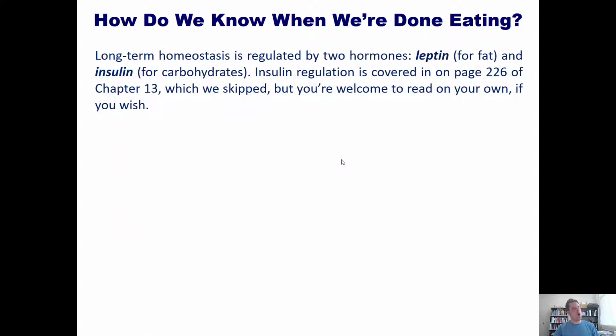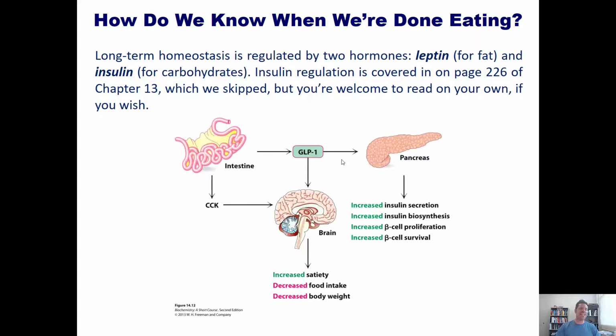So long-term homeostasis is regulated by two hormones, leptin for fats and insulin for carbohydrates. Insulin regulation is covered on page 226 of Chapter 13, which we skipped, but you are welcome to read on your own if you wish. Again, I'm not going to test you on it, my students. This figure attempts to depict the interplay between our digestive system and our brains in order to achieve and relay that feeling of fullness or satiety.